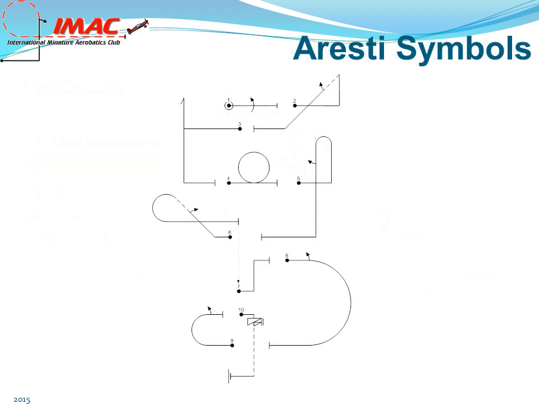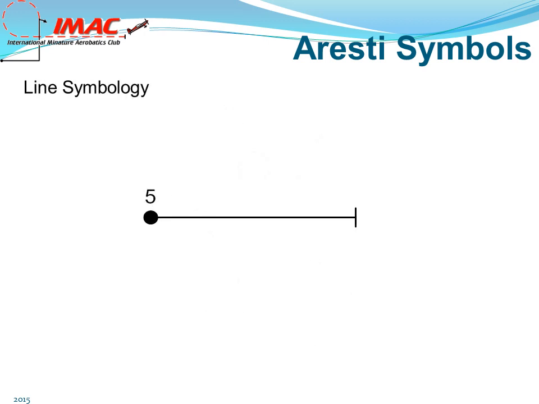A sequence is a series of figures drawn and numbered so the pilot can fly each figure in the correct order. This is an example of an individual figure. Each figure begins with a solid dot with a figure number just above the beginning of the figure. The aircraft will follow the figure as drawn. The end of the figure is notated by a small perpendicular line.